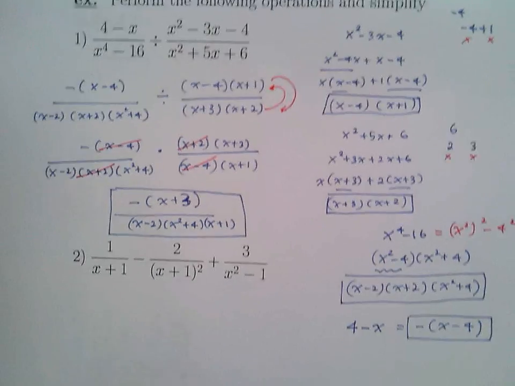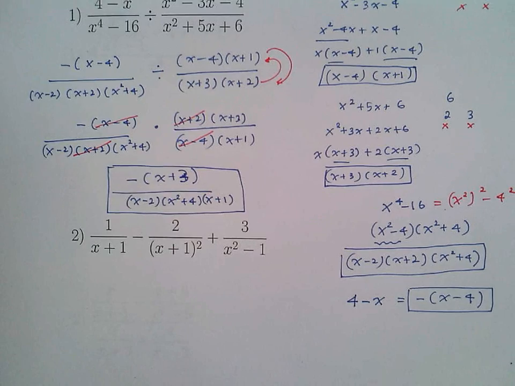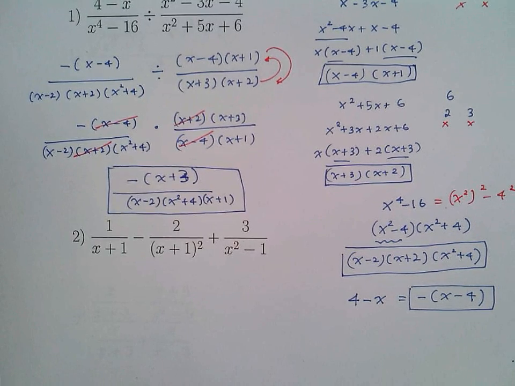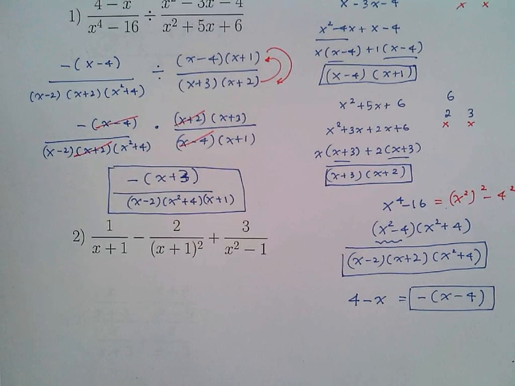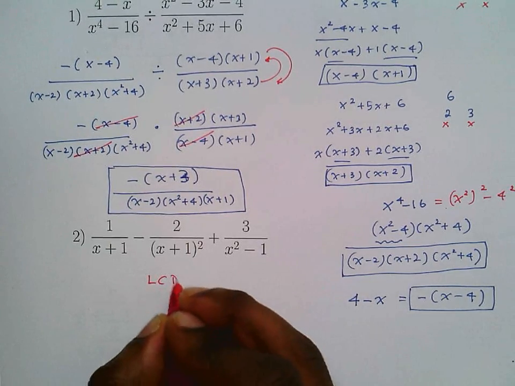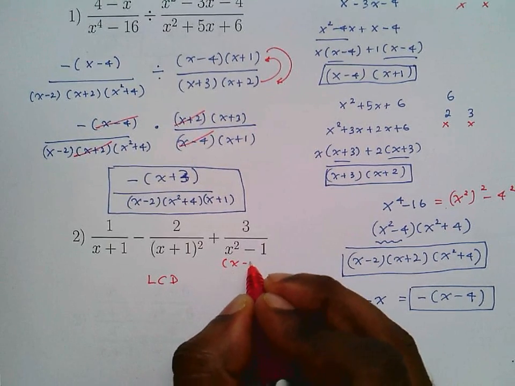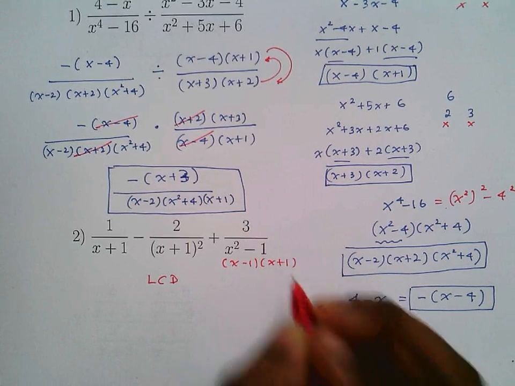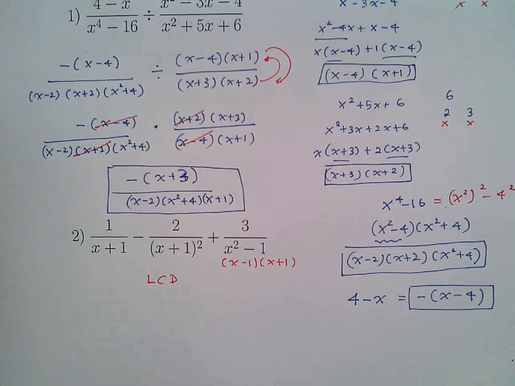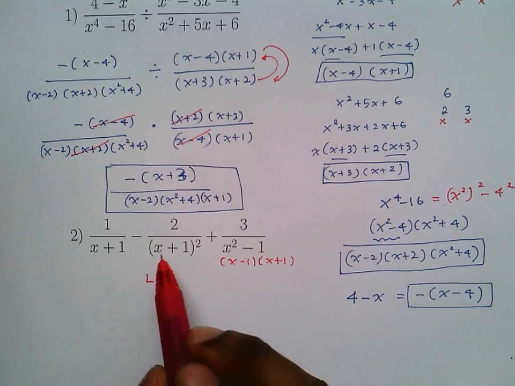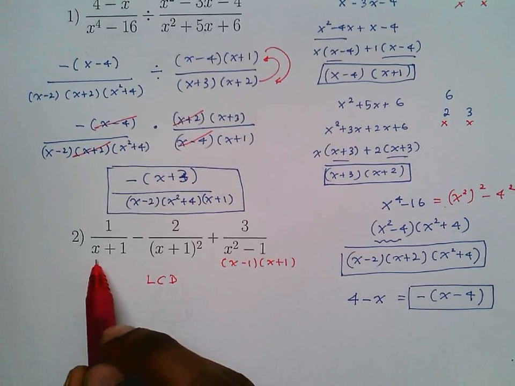Okay, so let's do a quick summation and a subtraction here. So remember, what you need to do is find the least common denominator. And you can see that this is x minus 1 times x plus 1, right? So you have x minus 1 times x plus 1, x plus 1 times x plus 1, x plus 1.